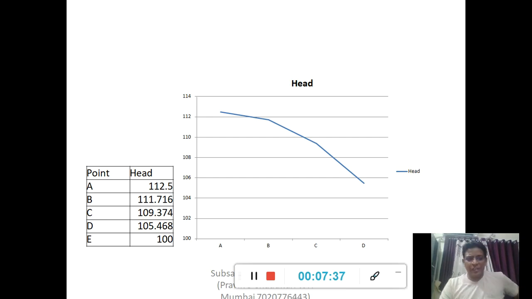So here is a graphical representation of the solution. At point A 112.5, at point B 111.716, at point C 109.374, and at point D 105.468. At E, known, 100. Like this, we can estimate the groundwater head between two known points with the help of the finite difference forward scheme.